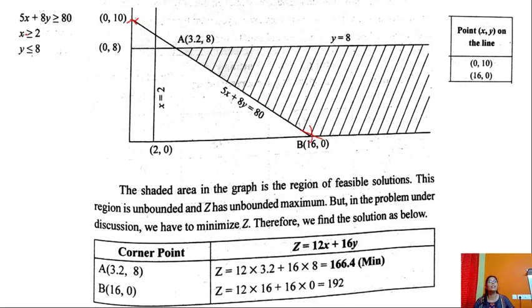Then next let us see x greater than equal to 2. So we have to plot the point. Let us take x is equal to 2, where x is 2 and y is 0. So this is the point, and we have to draw a straight line which is parallel to the y-axis. Similarly, we take y is equal to 8, x is 0 and y is equal to 8, and we draw a straight line which is parallel to the x-axis. Now to identify the feasible region, 5x plus 8y greater than equal to 80. So this is the region which is greater than equal to 80.